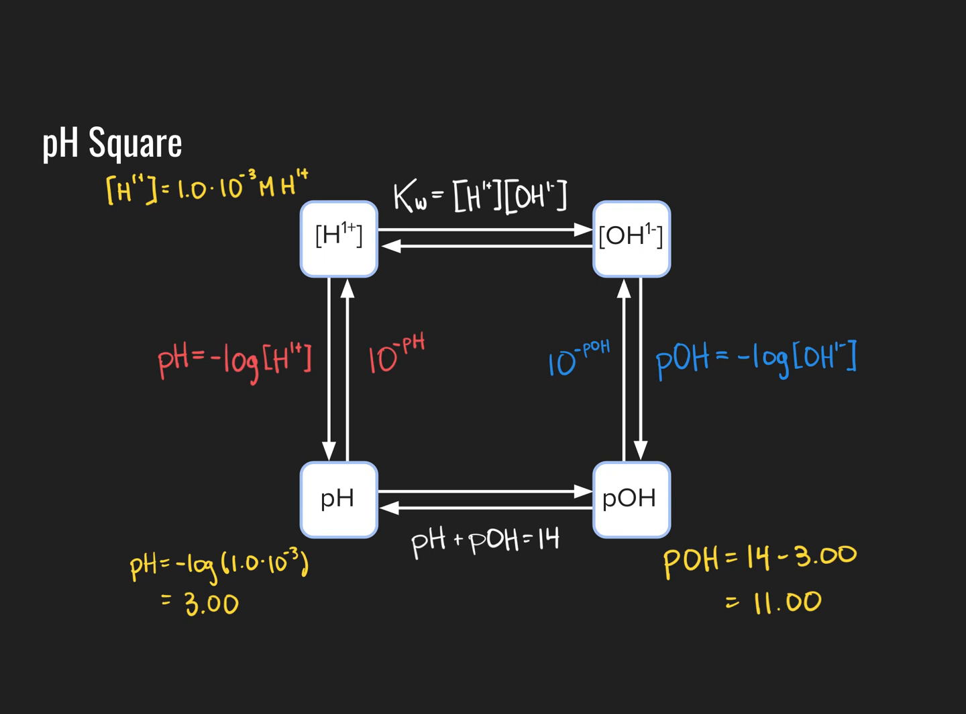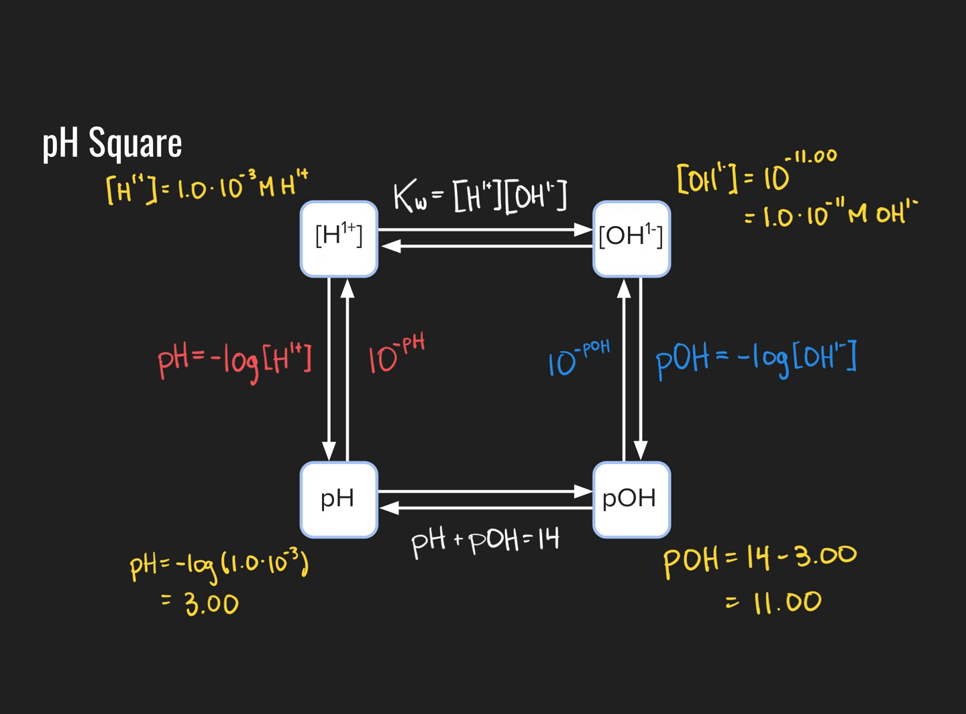And now that I've got the pOH, I want to move back into a concentration of hydrogen ion. Now I'm going to be using the inverse operation of that P function, which again is the exponent power. So my concentration of hydroxide ion in a pOH 11 solution would therefore be 1.0 times 10 to the minus pOH, which is 1.0 times 10 to the negative 11th molar hydroxide ion.